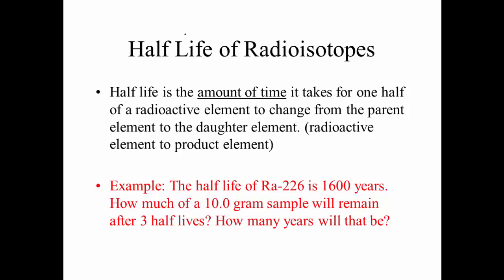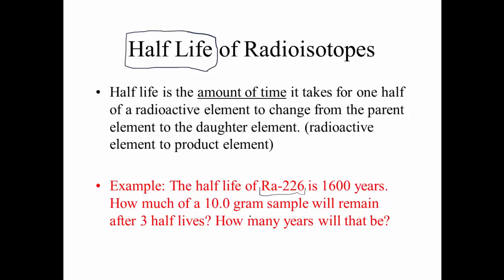All right, so we've talked about how some isotopes are not stable and they will decay. They decay in a certain way, and the pattern that they follow is called half-life. So they decay at a certain rate. Half-life is the amount of time that it takes for one half of a radioactive element to change from the parent element to the daughter element. So that's from the radioactive element to whatever it's producing. So an example, radium-226. Let's study this one. Radium-226 is a radioactive isotope. The half-life of radium-226 is 1600 years.